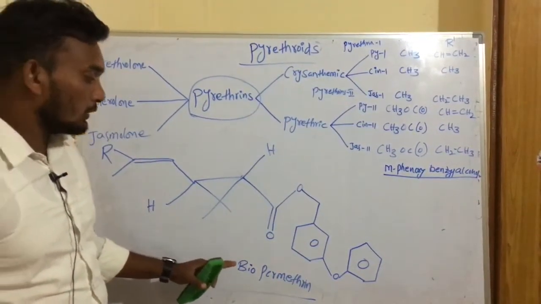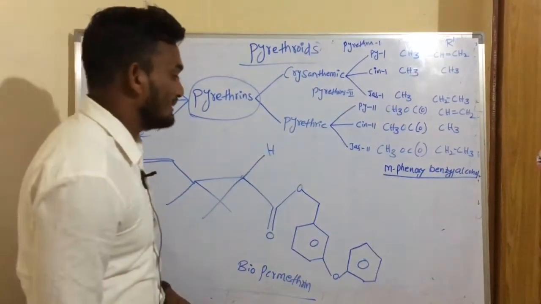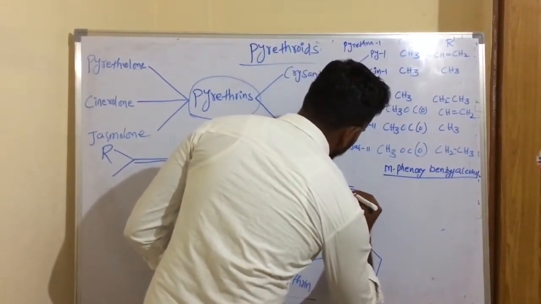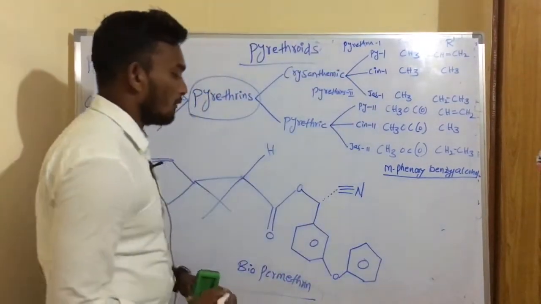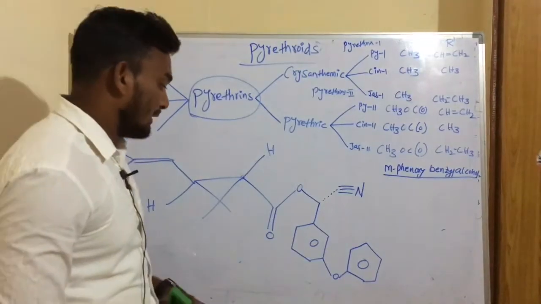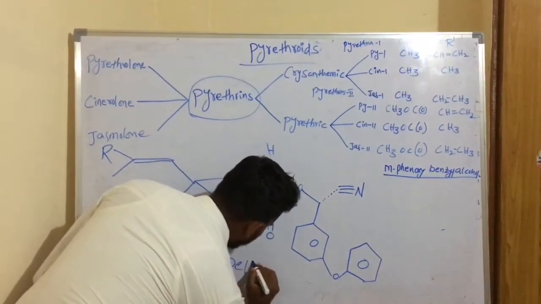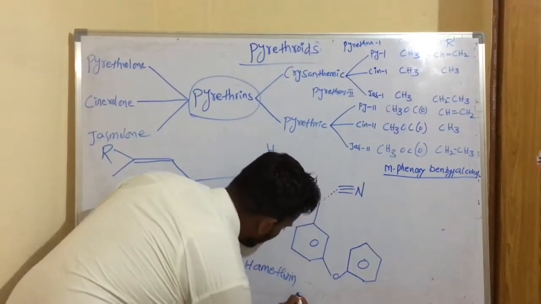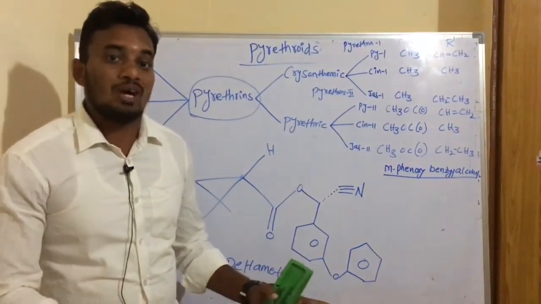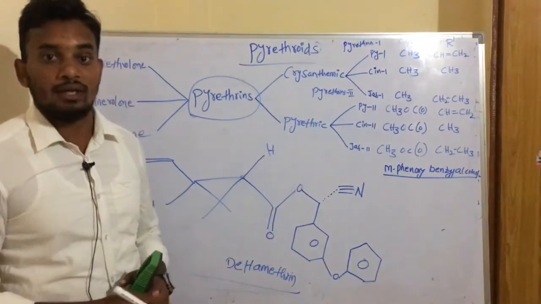So after synthesizing these molecules, some other changes were also made to these structures, and one such change is introducing an alpha cyano group. So this is the alpha cyano group. One of the examples of synthetic pyrethroids which is synthesized with an alpha cyano group is deltamethrin. So based on the alpha cyano group, pyrethroids are separated into two groups. They are alpha cyano group pyrethroids and non-alpha cyano group pyrethroids.